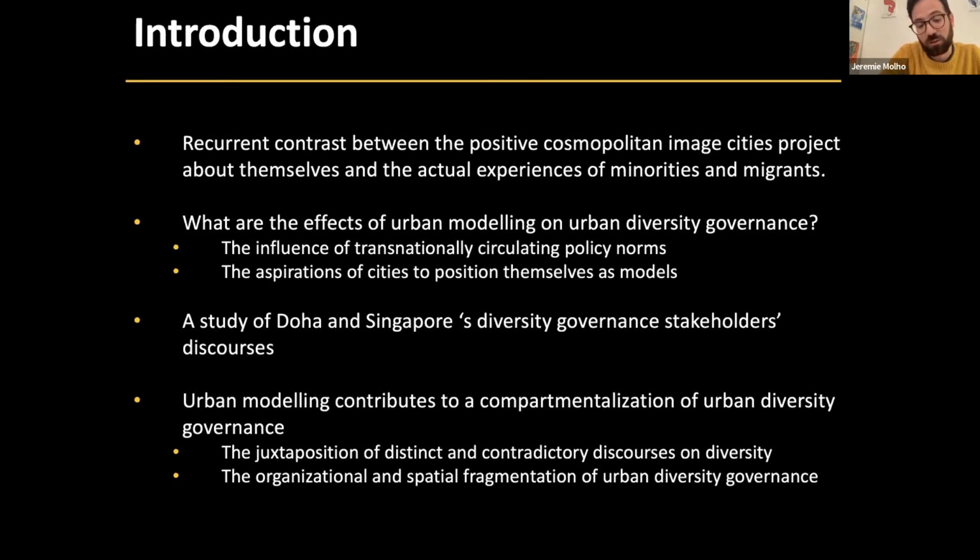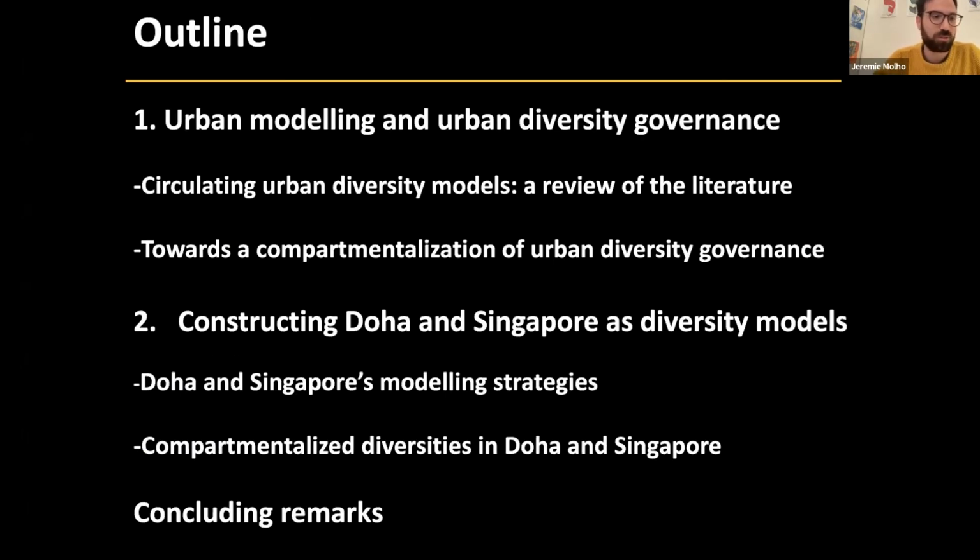And this research is based on fieldwork I have conducted in Doha and Singapore since 2018, with interviews of policymakers and stakeholders of diversity governance, and analysis of their public statements in policy documents and in the media. In this presentation, I will argue that the modeling of urban diversity policies goes along with a compartmentalized diversity governance, whereby distinct forms and understandings of diversity are framed and managed in a differentiated way. Here is the outline of the presentation, where I will first start with the theoretical developments and then develop the empirical cases on Doha and Singapore.